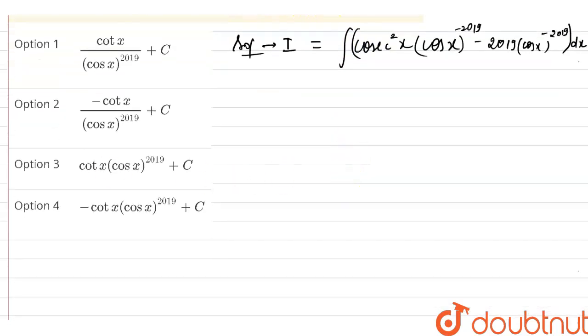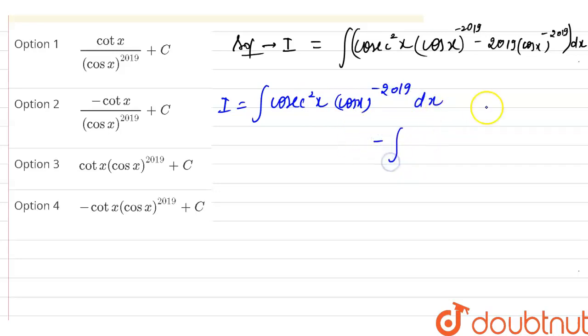So in this part I'm going to write it like that: the integral of cosec²x cos x raised to the power minus 2019 dx, minus the integral written separately. 2019 is a constant, so I'm writing it outside, and it will be cos x raised to the power minus 2019 dx. So this is the integral which we have to find.